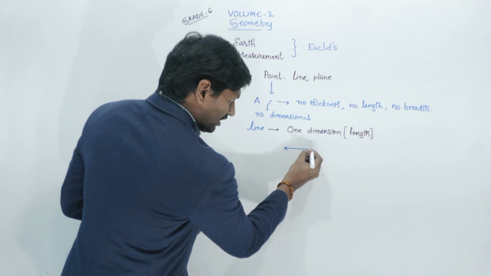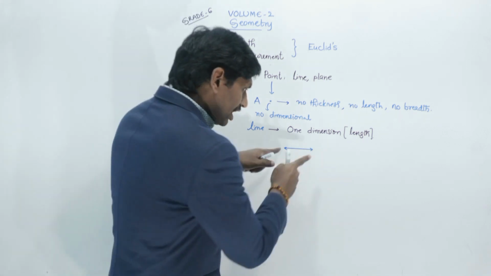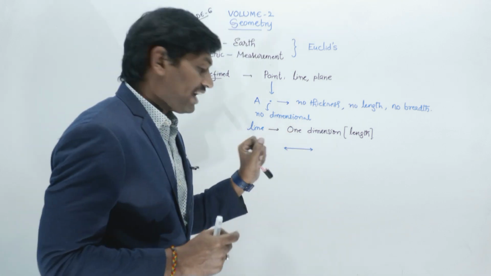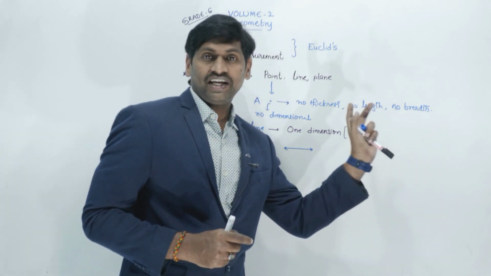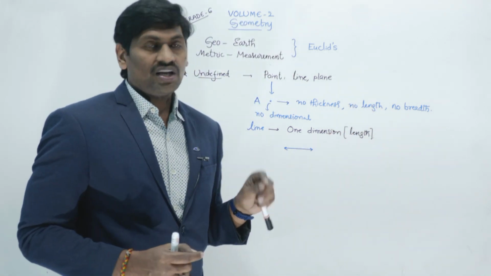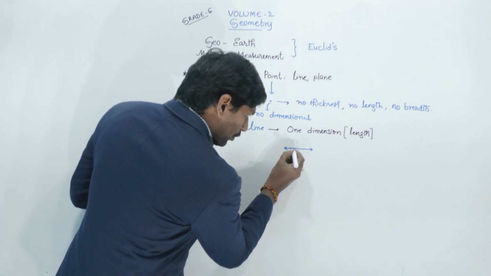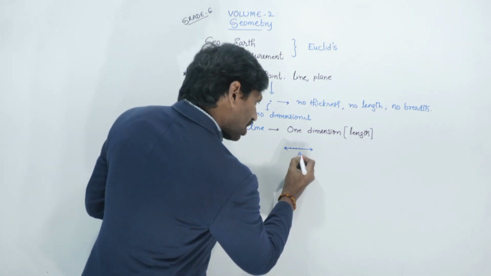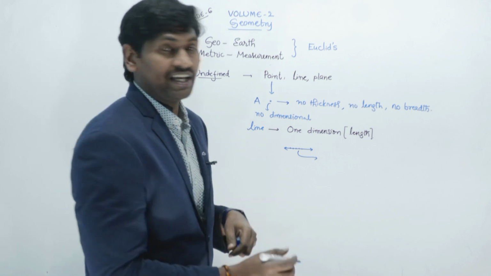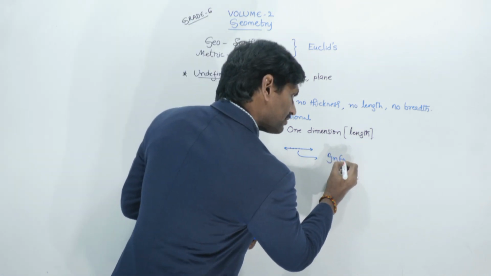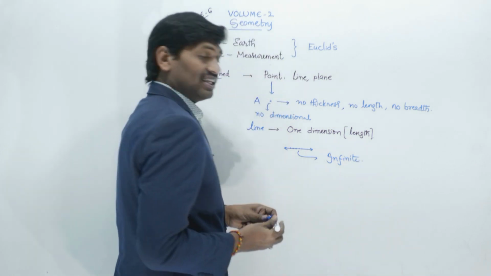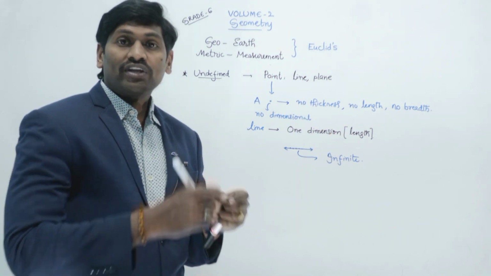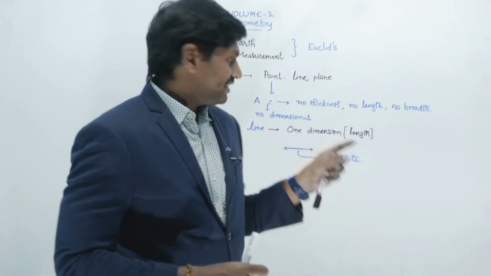This is the symbol for a straight line. It can be extended in both directions. The arrow marks represent the continuity of the line, so we can extend it towards the right hand side or the left side. You can place any number of points on a line. How many? Infinite, because a point does not have any dimension.